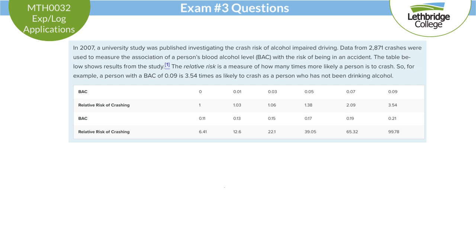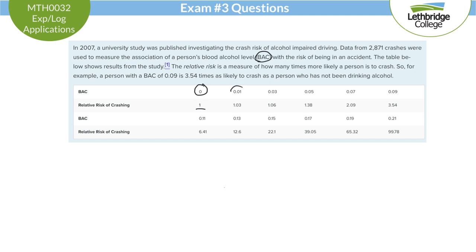All right, I want to show you an example of regression with exponential functions. So here's an example, and this is looking at blood alcohol levels and its impact on the risk of being in an accident. So if your blood alcohol level is 0, your relative risk of crashing is 1. It doesn't mean you're going to crash, but just relatively, you'd be a 1.